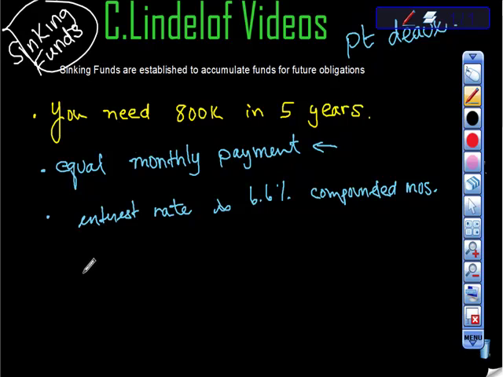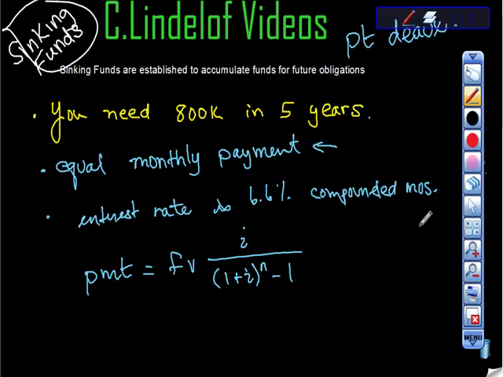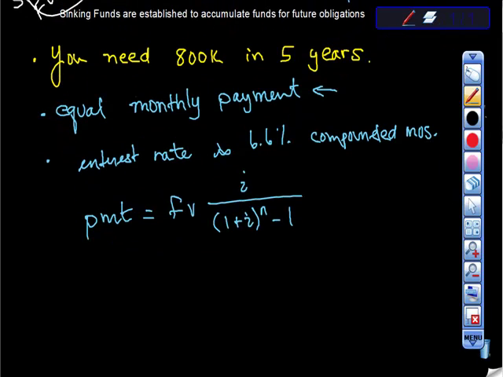So let's look at what that would look like. We're going to set up our equation that we already worked out, and that is that the payment is the same as future value times the quantity i, where i is the periodic interest, over (1 plus i) to the n, the number of compounding periods, minus 1. So knowing the formula is actually the start of it. This is actually not difficult. This is very, very formulaic.